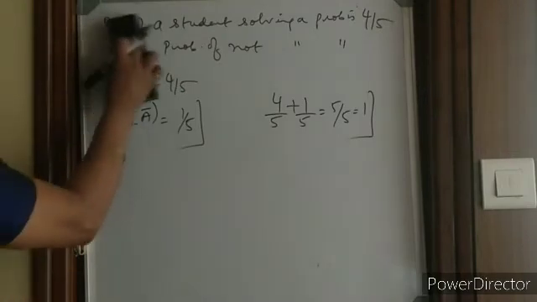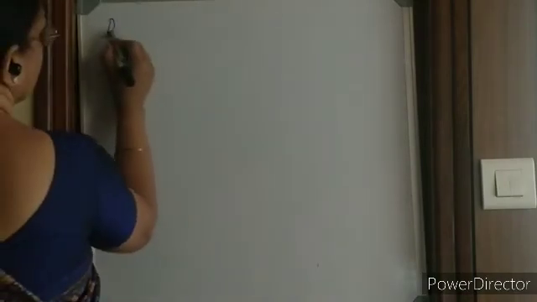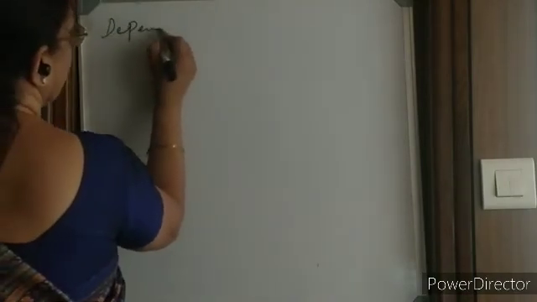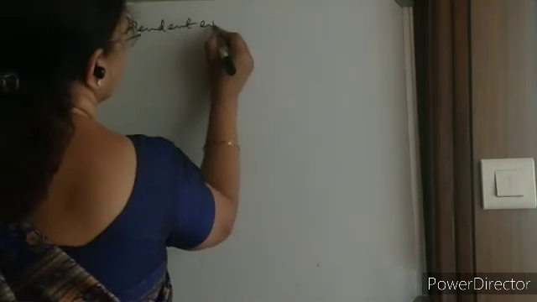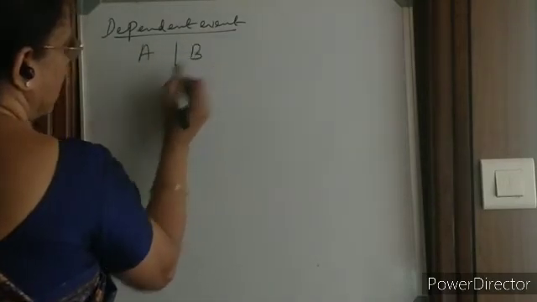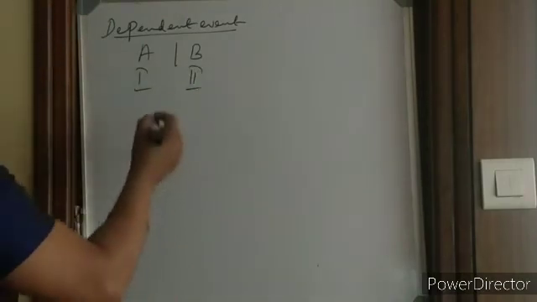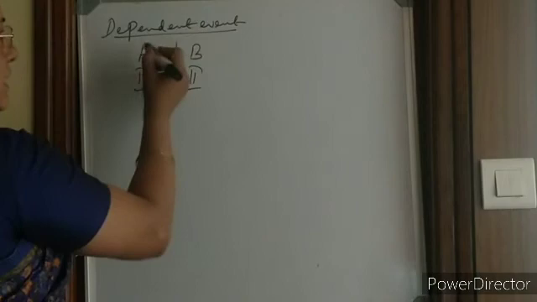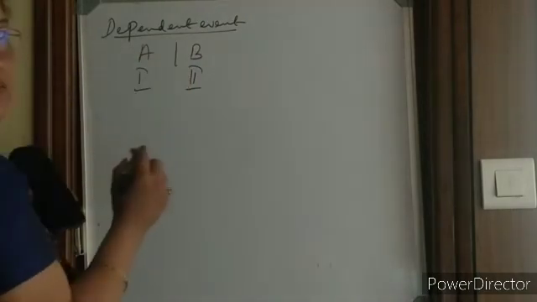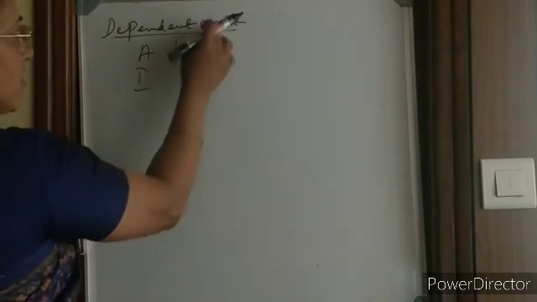Now the next one you have is called dependent event. Let us assume that there are 2 events, one is A, another one is B. Let us assume A is the first event and B is the second event. Here B is called the dependent event, and A is the independent event. A occurs first. After that B occurs. So this B is called the dependent event.